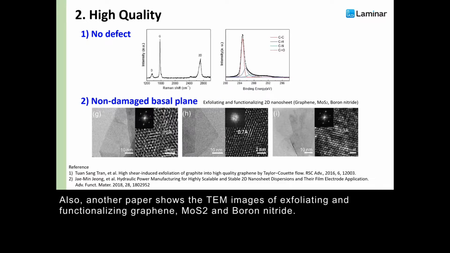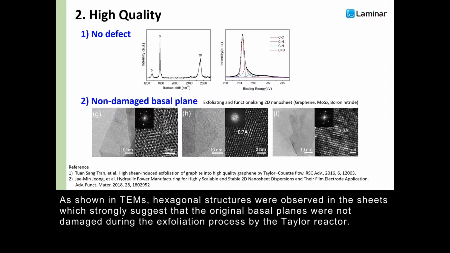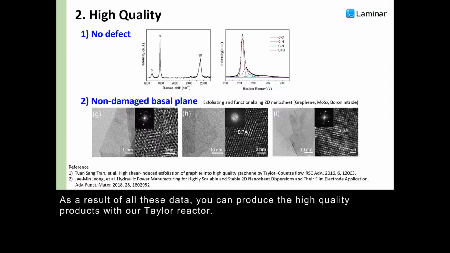Also, another paper shows the TEM images of exfoliated and functionalized graphene, MoS2, and boron nitride. As shown in the TEM images, hexagonal structures were observed in the sheet, which strongly suggests that the original base planes were not damaged during the exfoliation process by the Taylor reactor. So as a result of all this data, you can produce high quality products with our Taylor reactor.